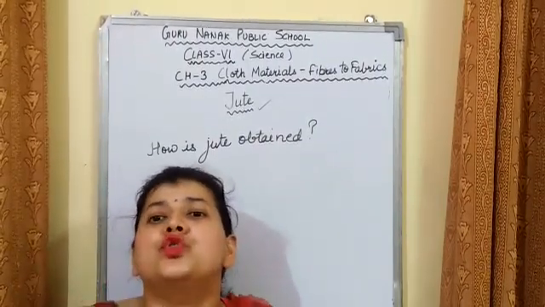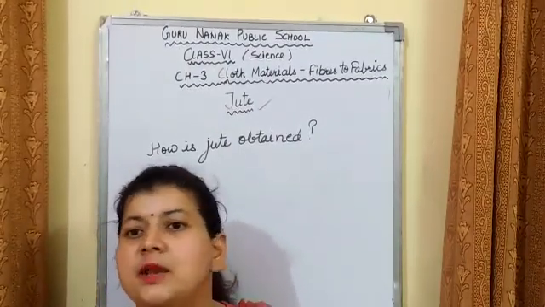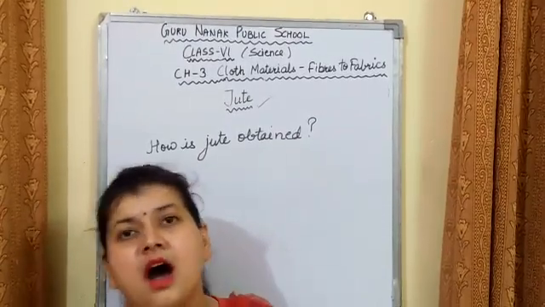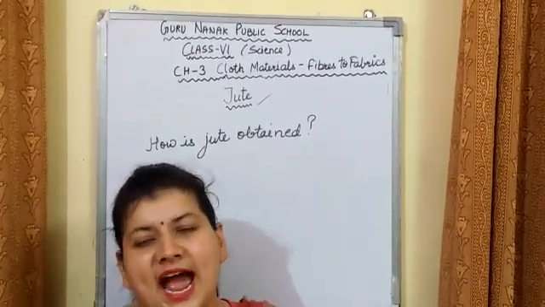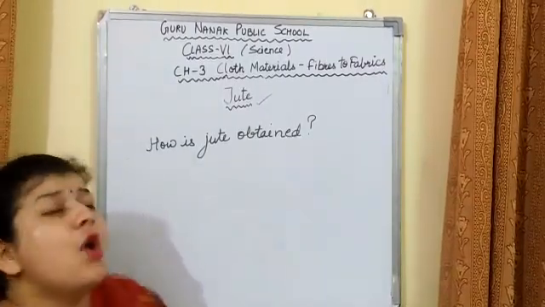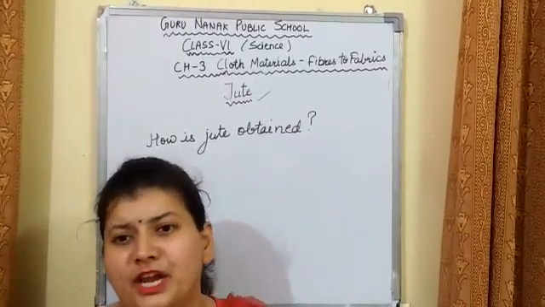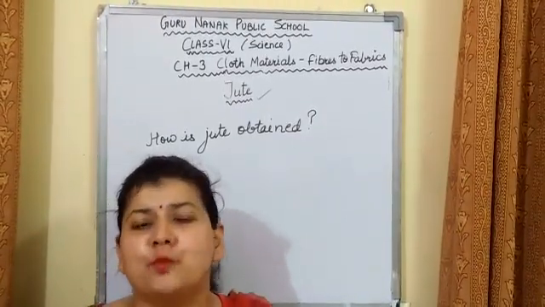Now, where is jute grown in India? Jute is mainly grown in Meghalaya, Bihar, Assam, West Bengal and Odisha. Now, next question, a very important question: how is jute obtained? Jute fiber is obtained from the stem of the jute plant.